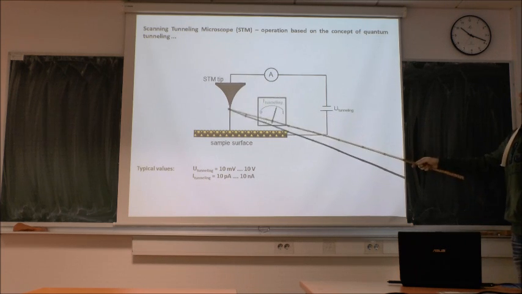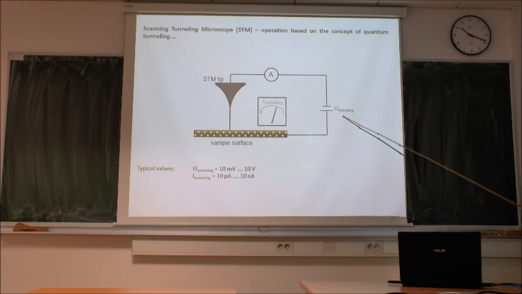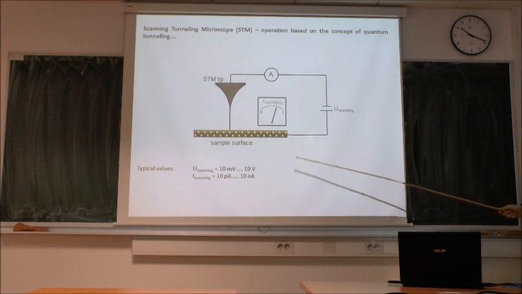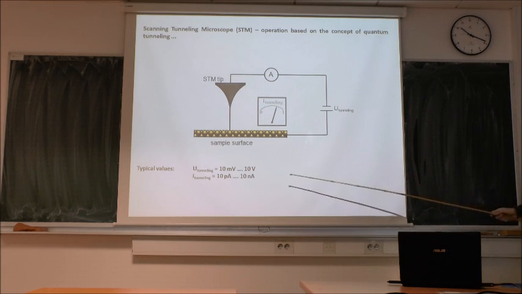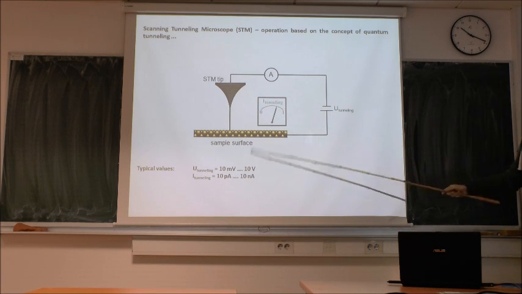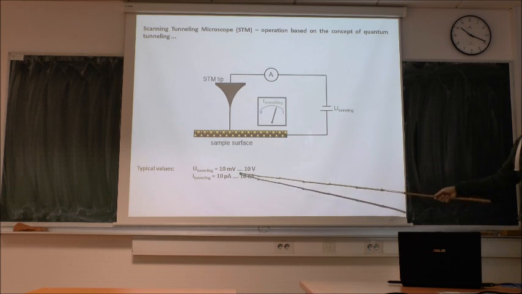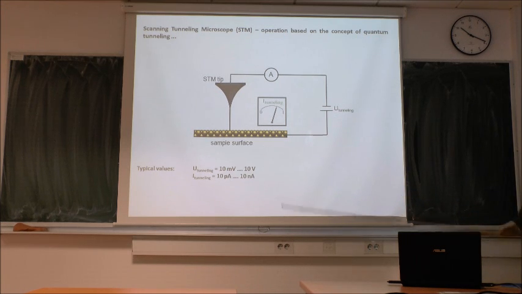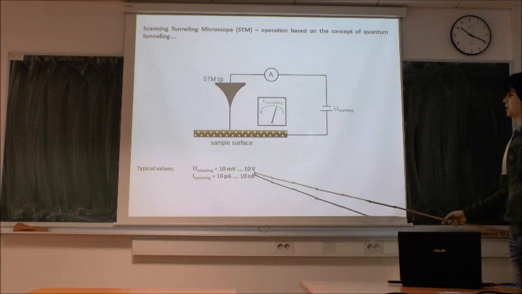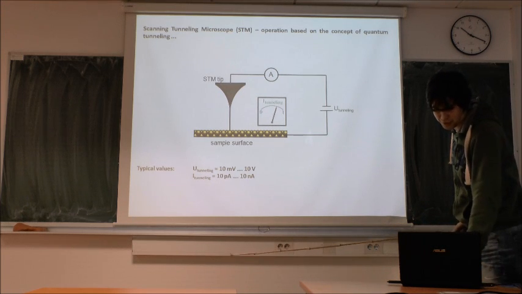This tunneling current depends on the distance between the STM tip and the sample surface and on the applied voltage. These are the typical values used in STM microscopy. The applied voltage between the tip and the sample is around 10 millivolts to 10 volts. The tunneling current is quite small, between a few picoamps and a few nanoamps. So you have to measure the tunneling current very precisely, and this is also one of the problems in STM.